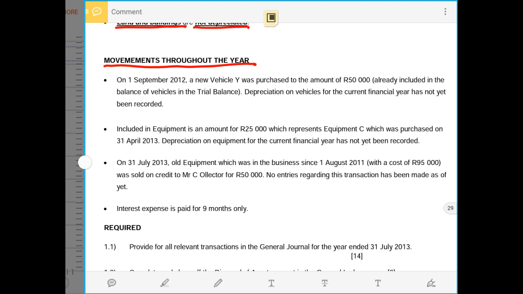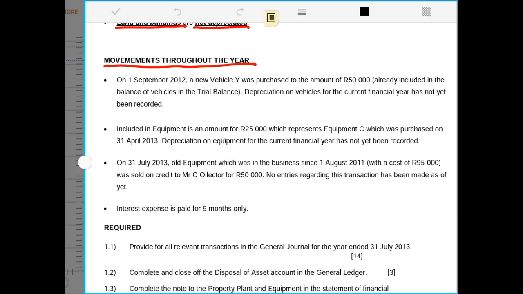The second adjustment says included in the equipment. That means in the amount of equipment in the trial balance. Included in the equipment is an amount of 25,000 rands, which represents equipment C, which was purchased on the 31st of April 2013. Remember, the accounting period ends 31st July each and every year. So if this equipment was bought at the end of April, when you calculate depreciation for the year 2013, it must be May, June, July, which will be 3 months.